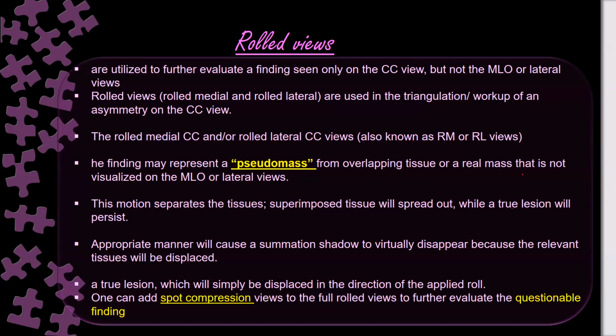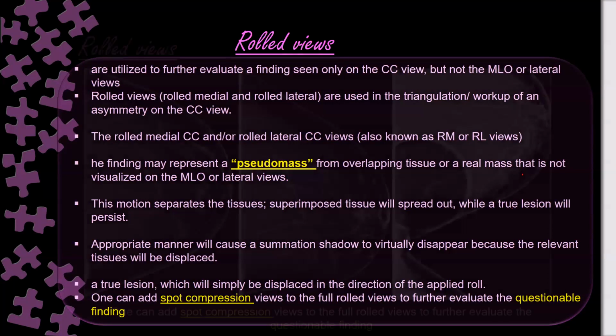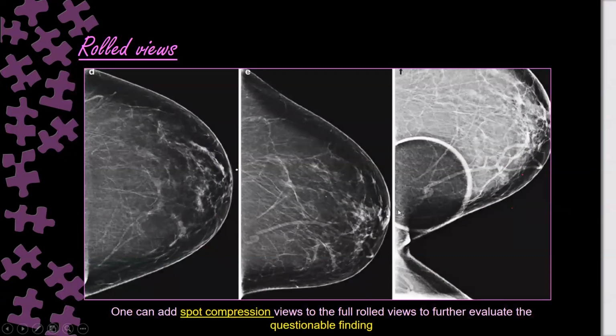If you move the superior breast toward the lateral or toward the medial, and the lesion moves with the direction of the superior part of the breast, that means the lesion is in the superior breast. If it moves against the direction of movement of the superior part of the breast, that means it is anterior. And if it is questionable after the roll view, you can do a spot compression view as in these examples. Okay?